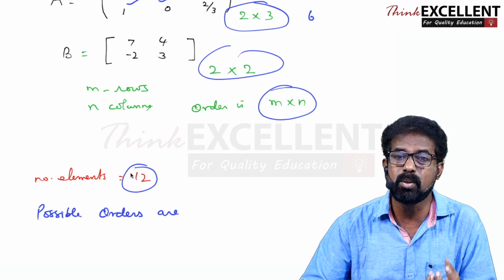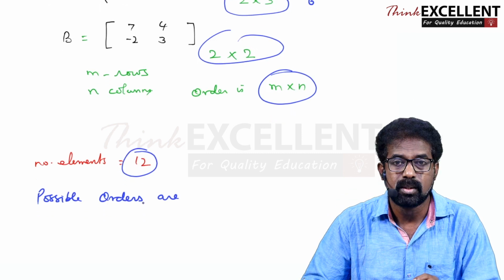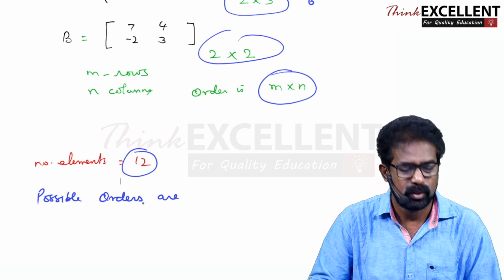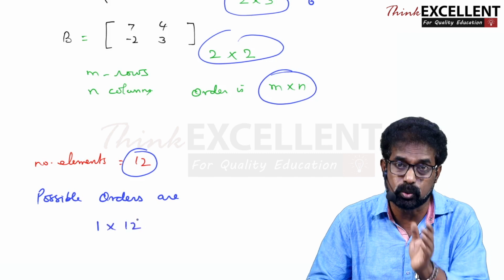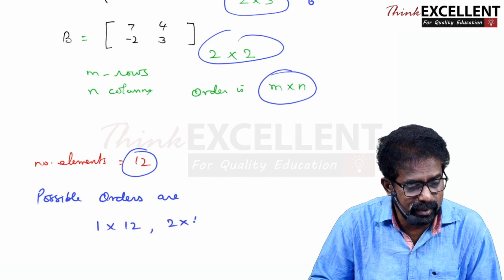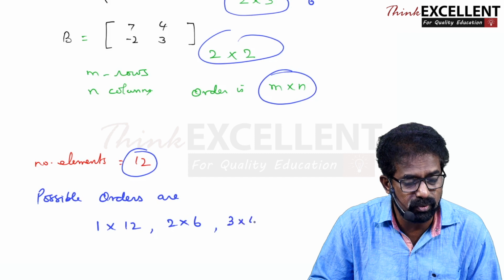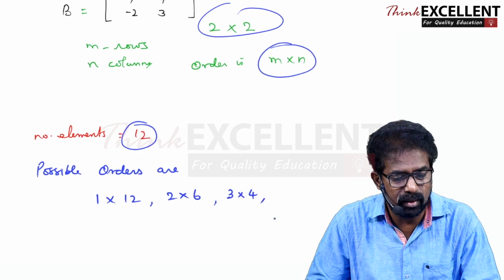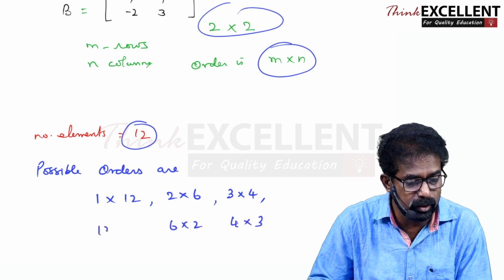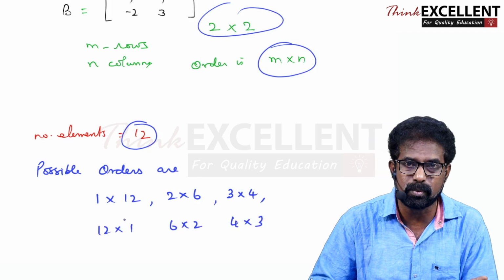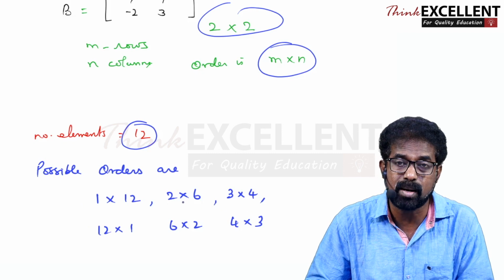Suppose there are 12 elements in a matrix. What are the possible orders of the matrix? When you multiply, you are supposed to get 12, right? So it can be a 1 by 12 matrix, meaning 1 row, 12 columns. It can be a 2 by 6 matrix, 2 rows, 6 columns, 2 into 6 is 12. Or it can be a 3 by 4 matrix. Or a 4 by 3, now just reverse it, right? Or a 6 by 2 matrix. Or a 12 by 1 matrix. 1 by 12 and 12 by 1 are entirely different. So these are the possible orders of the matrices you can form. Total number of elements is what?